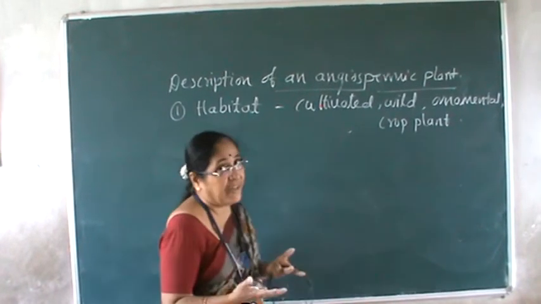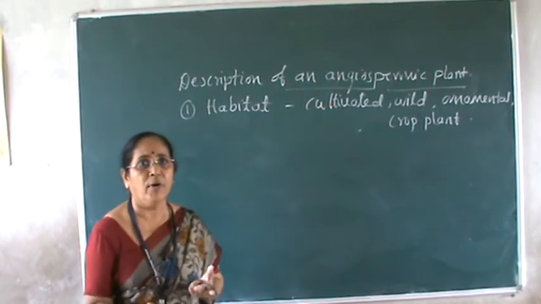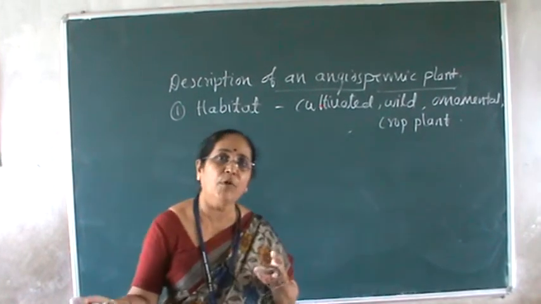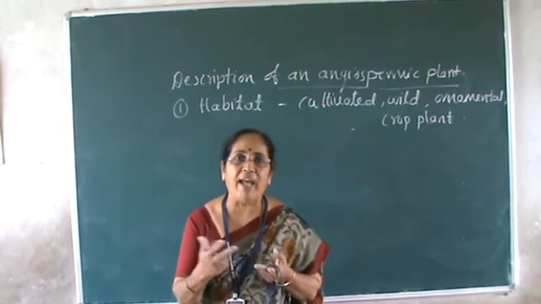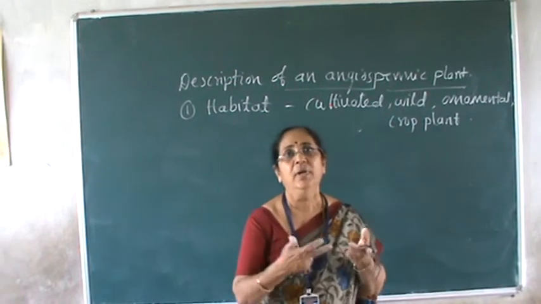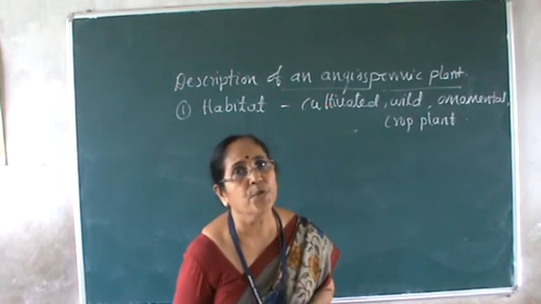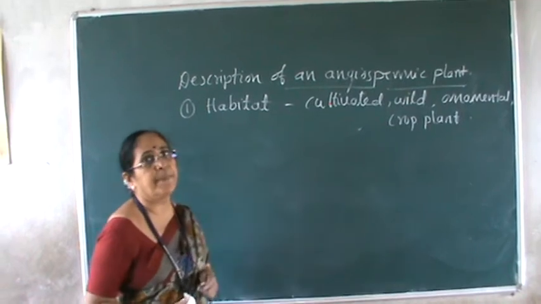And very specifically you can mention whether it is an ornamental plant, a crop plant, or a medicinal plant. All these are going to add value to the plant. You can add value to the habitat of the plant. So that is to be described in the habitat part of the description.